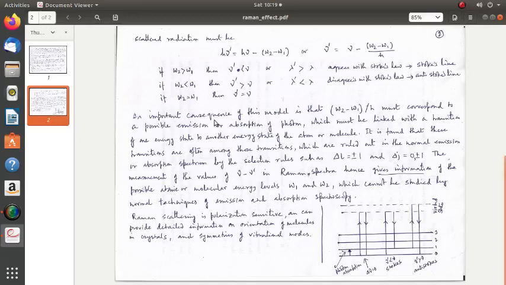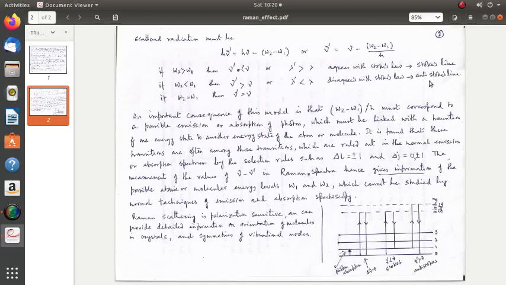Okay. An important consequence of this model is that W2 minus W1 by h must correspond to a possible emission or absorption of a photon. That means it must be linked with a transition of an energy state to another energy state of the atom or molecule. It is found that these transitions are often those which are actually forbidden by absorption spectrum or emission spectrum, because in those cases we have to abide by the selection rules.